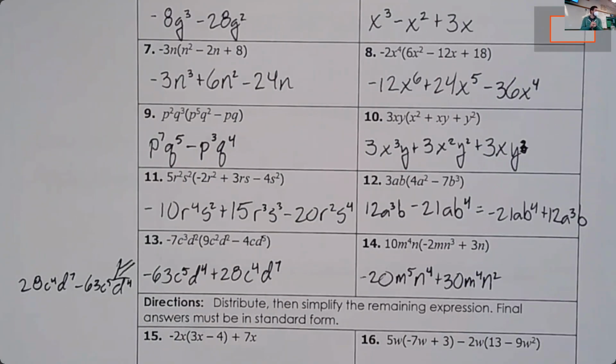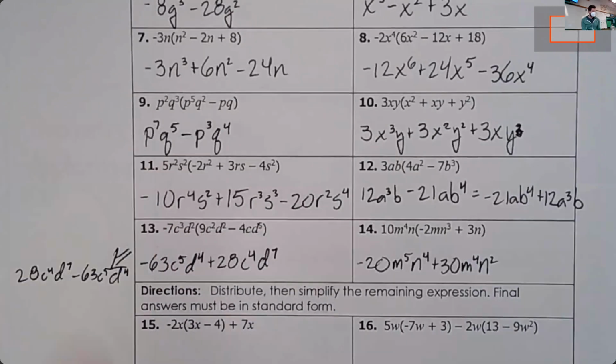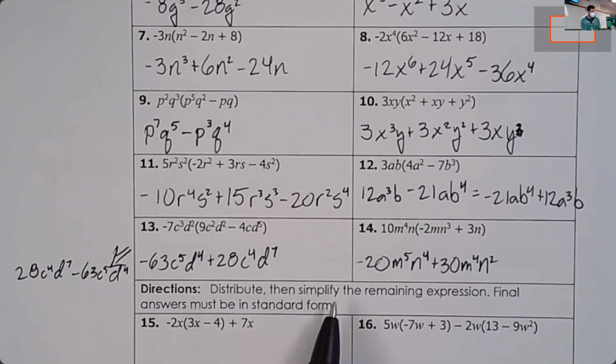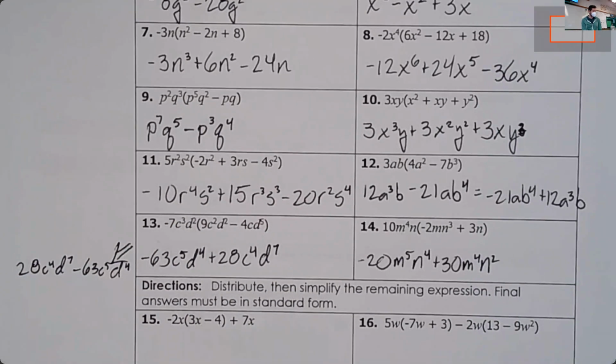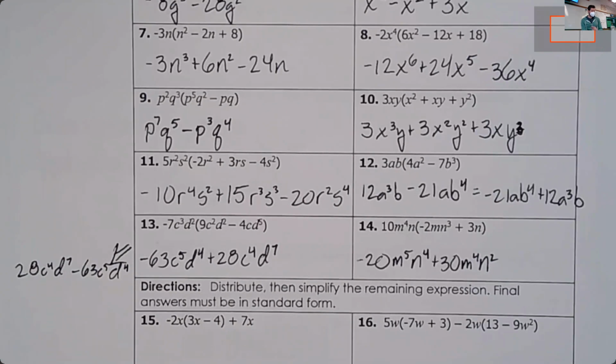All right. Questions on any of those before we move on to doing a little bit more with this idea of multiplying a monomial by a polynomial? All right. Here we go. Number 15. The directions here say to distribute, then simplify the remaining expression. Final answers must be in standard form. So distribute and then simplify. So basically distribute and then look for like terms to combine.